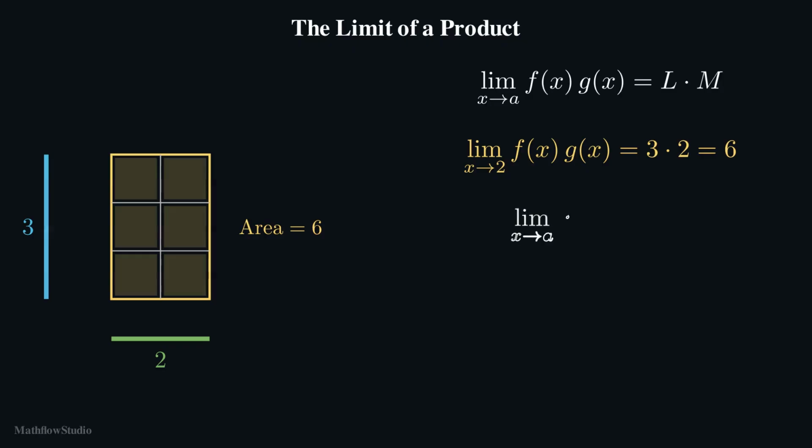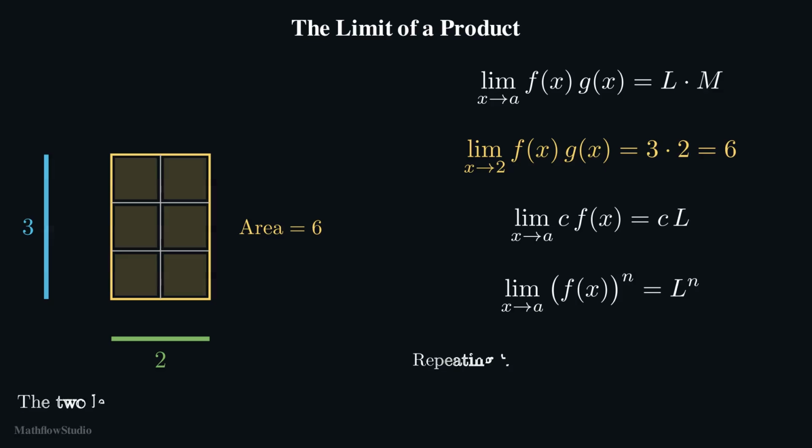A constant multiple is the product law with one factor held fixed. Repeating the product law with a single function gives the power law.